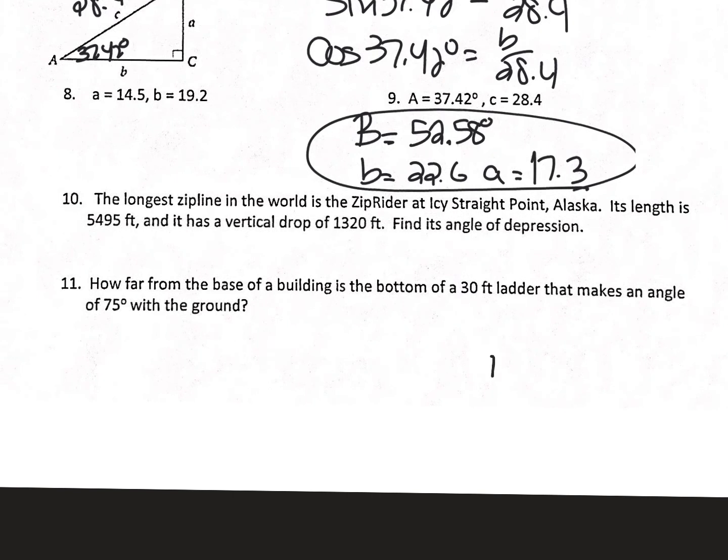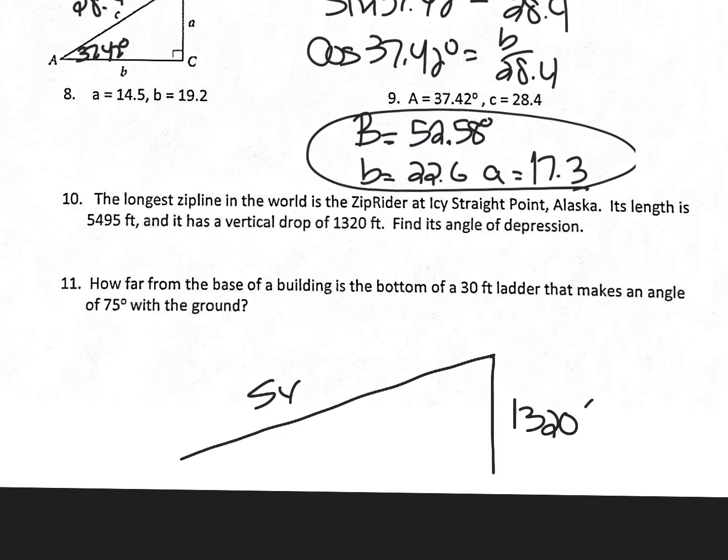So the zip line starts way up there. It is 1,320 feet as a vertical drop. Okay, vertical means straight down. Its length, the zip line actually does this. Think about it, as you're going down like that on a zip line. It's 54.95 feet. And what it's asking you for is the angle of depression. That's the angle that it goes down. There's my horizontal. The ground is the horizontal. So the angle of depression is right here. There's my theta. Okay, so I'm going to find that angle right there.